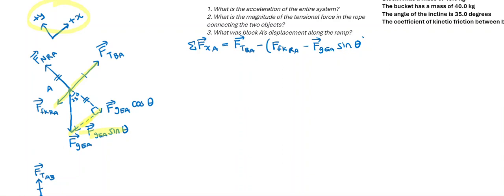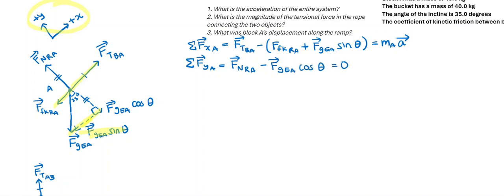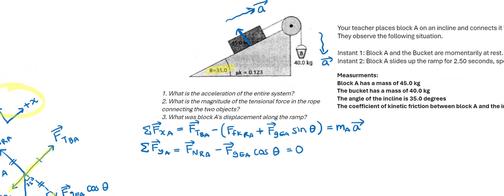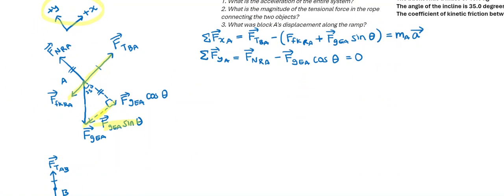Another way to look at it is you can just add these together because the friction and gravity are acting in the same direction and then tension is in the opposite. So you can think of it like this if it's more clear. And this is going to equal mass of A times acceleration. And then in the y direction, this is simply going to be normal force minus gravity in the y direction, so cos theta, and this is going to be 0 because once again our box is not moving in the y direction at all.